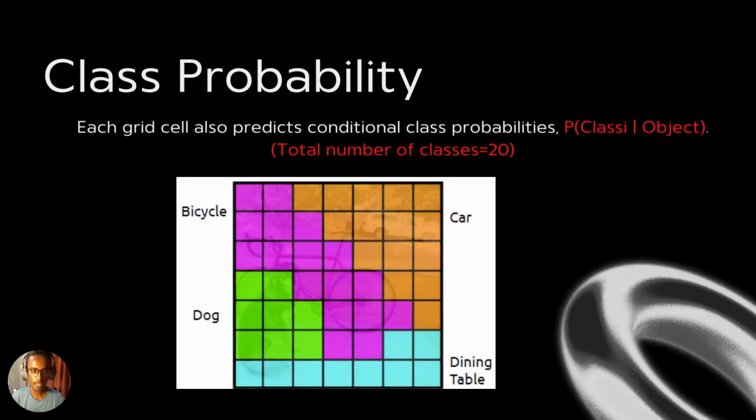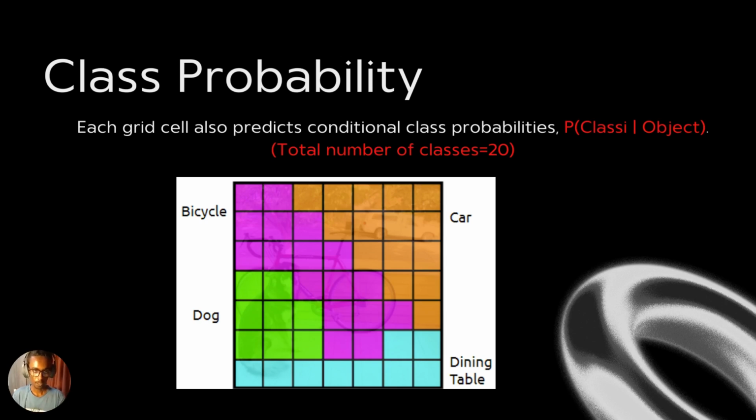Once we have the 2 bounding boxes per cell, and the probability of an object, then we have to define the class probability. Each grid cell also predicts conditional class probabilities. So on the original Pascal VOC dataset, which was used to train the YOLOv1 model, we have 20 different classes, and each cell would predict the class for the object.